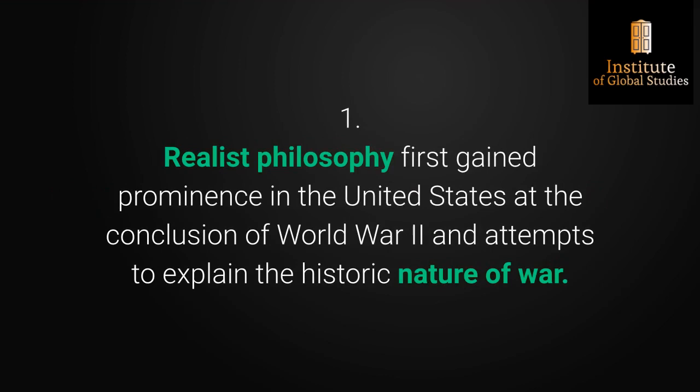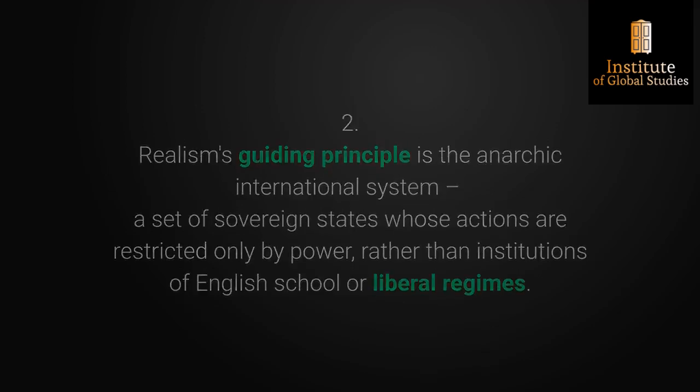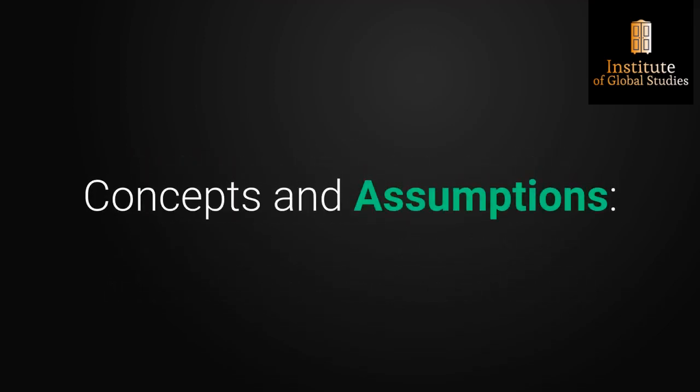Organizing principle, key ideas. One, realist philosophy first gained prominence in the United States at the conclusion of World War II and attempts to explain the historic nature of war. Two, realism's guiding principle is the anarchic international system, a set of sovereign states whose actions are restricted only by power, rather than institutions of the English school or liberal regimes. Three, realism provides a highly simplified model of international behavior, discussing the nature of conflict while not covering many other facets of IR.